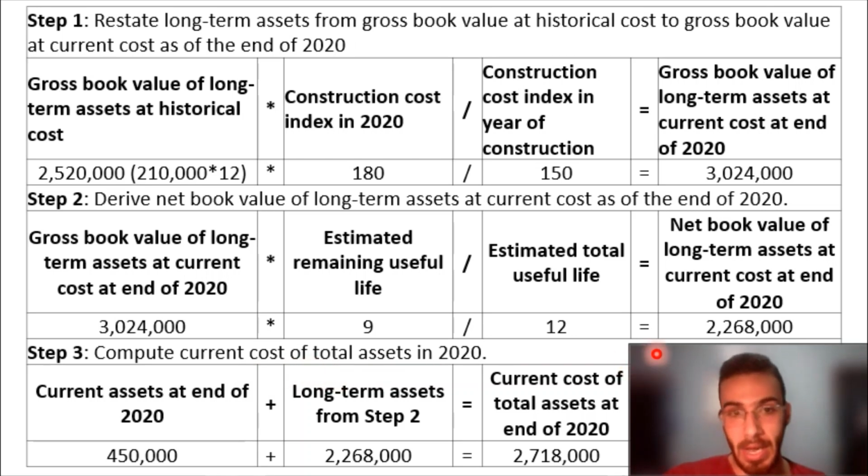Now, to get the return on investment, we not only use the long-term asset, we also add the current assets. To do so, we will use the information provided in the question, which is that the current assets at the end of 2020 is $450,000, and we will add the long-term assets from step 2 to get the current cost of total asset at the end of 2020.